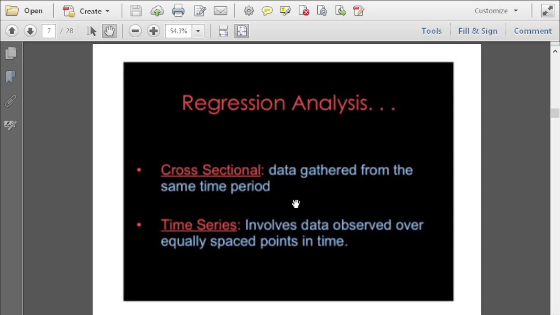On the other hand, we also have regression analysis that is cross-sectional and time series. Cross-sectional means data gathered from the same time period. When talking about time series, it involves data observed over equally spaced points in time. For example, your income from month to month. So data is obtained from time to time, it is not the same time period, unlike cross-sectional.